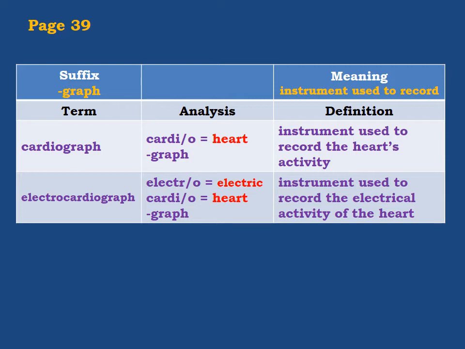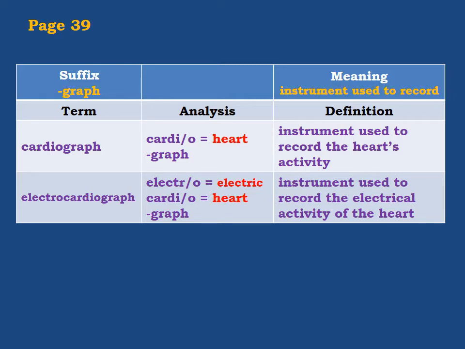The first one, cardiograph, and cardi, I think we took it before. Cardi means heart and graph instrument. So you start with the meaning of the suffix. Instrument used to record what? The heart's activity. All right.